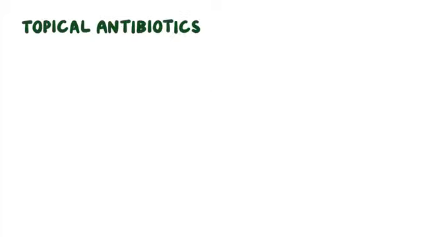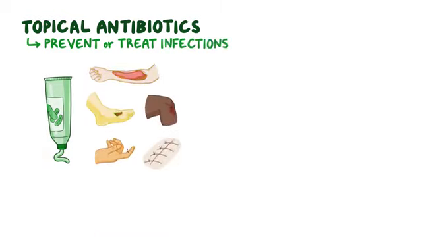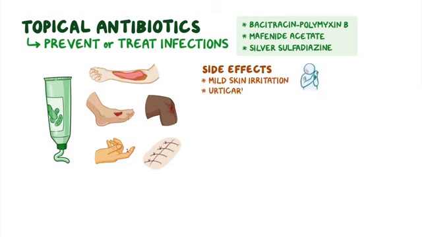Alright, as a quick recap. Topical antibiotics are medications used to prevent or treat infections in damaged skin, including burns, wounds, cuts, scrapes, and surgical incision. These medications include bacitracin and polymyxin B, as well as mafenide acetate and sulfur-sulfadiazine. Some clients may develop side effects like mild skin irritation or urticaria.